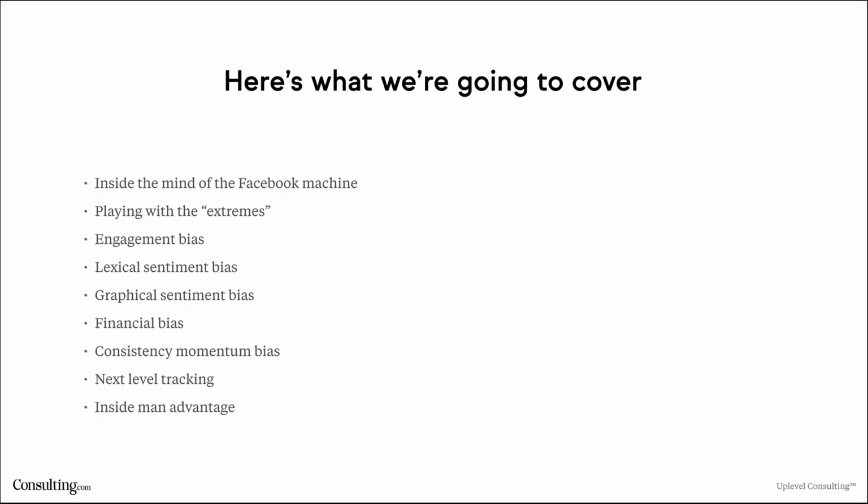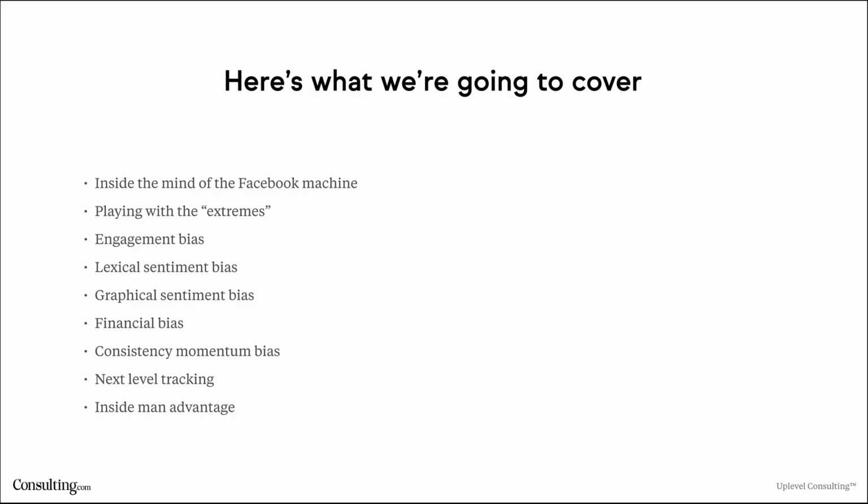So here's what we're going to cover. We're going to start off by going inside the mind of the Facebook machine. And what I mean by that is really understanding the algorithm that runs Facebook's ads and its content delivery system. So why does it show this thing to that person? How does it make that decision? And what are the formulas and equations that this Facebook algorithm uses to decide all of these different things?